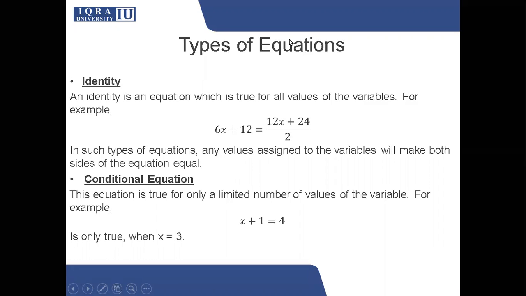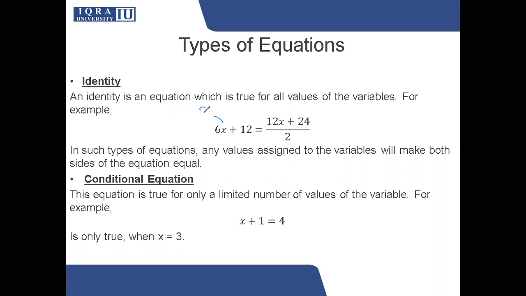Now we'll notice that in such types of equation, any value assigned to the variables will make both sides of the equation equal. If I were to assign the value of x to be 1, I'll put the value of x, 1, over here, and of course 1 over here as well. So I'll get 6 times 1 is 6, plus 12 is 18. And right here, what I'll get, 12 plus 24, 36. 36 divided by 2 is 18 again. So x equals 1 is the solution of this equation.